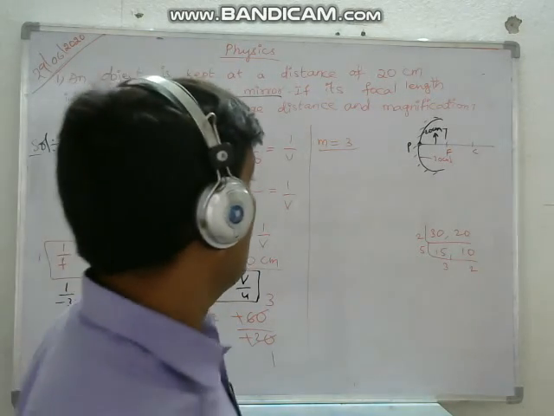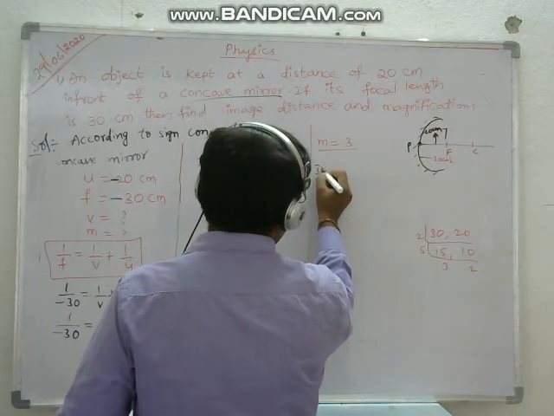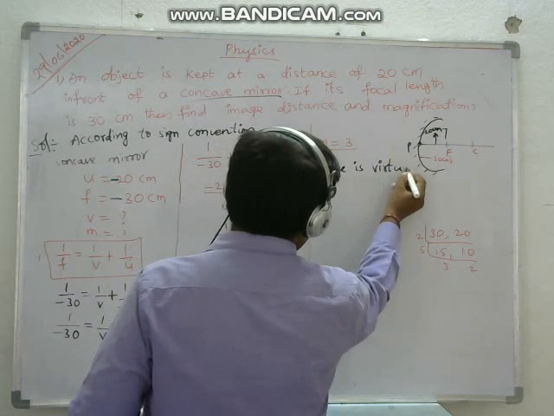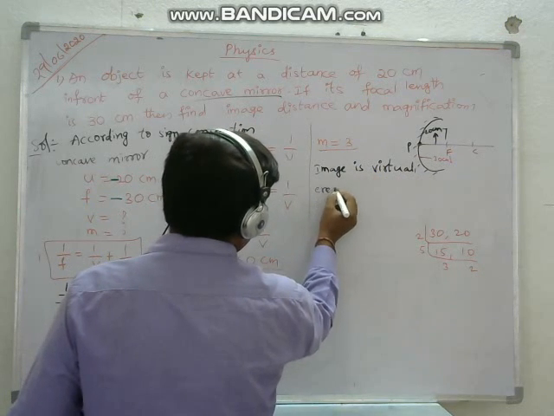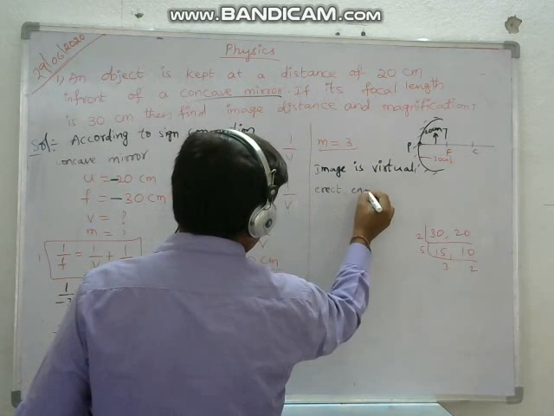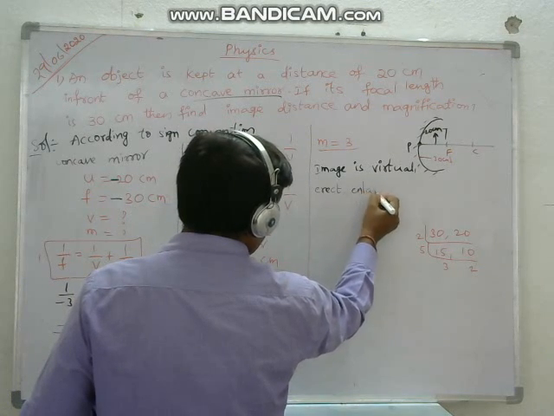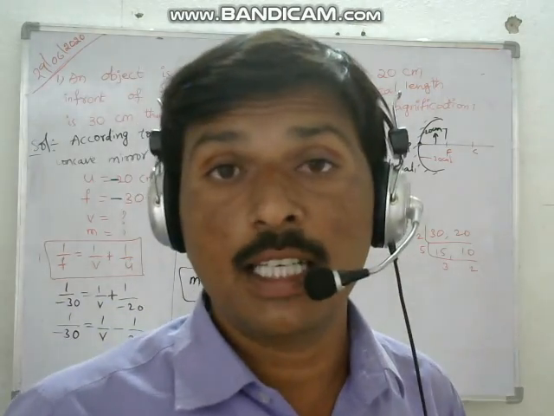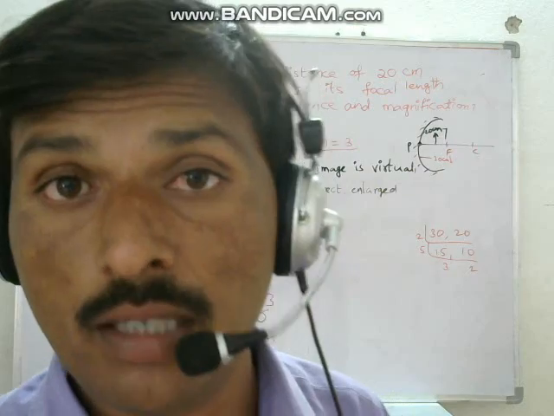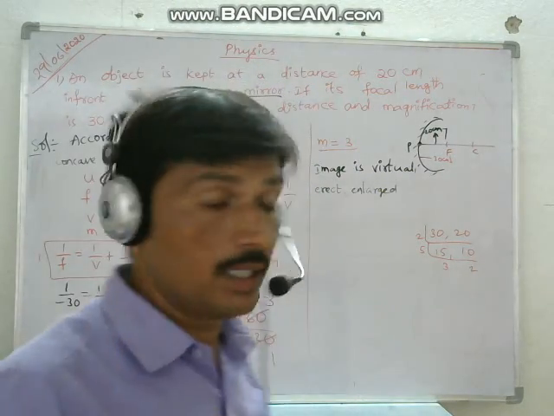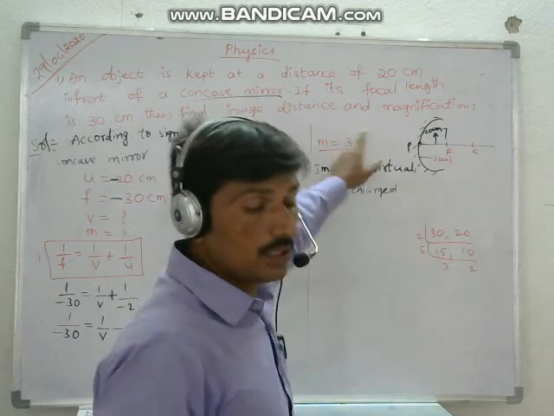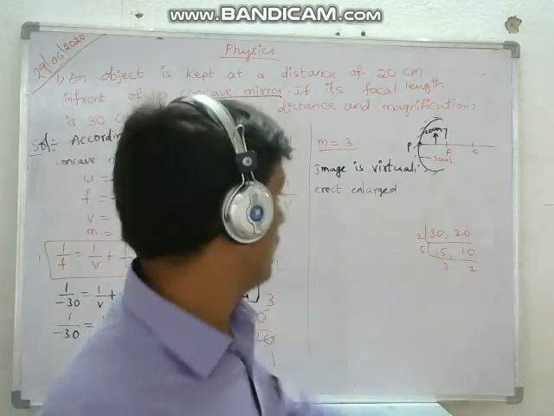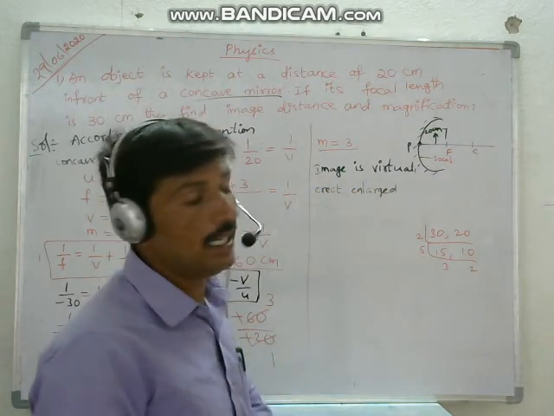So this indicates which type of image is it? The image is virtual, erect, and enlarged, children. It is enlarged because here we got the magnification as 3. You know that when we place the object in between the pole and focus for a concave mirror, we will get an enlarged and a virtual image. So for that, here we got the magnification as 3. This 3 indicates the size of the image is higher than the size of the object. So here the image is virtual, erect, and enlarged, children.